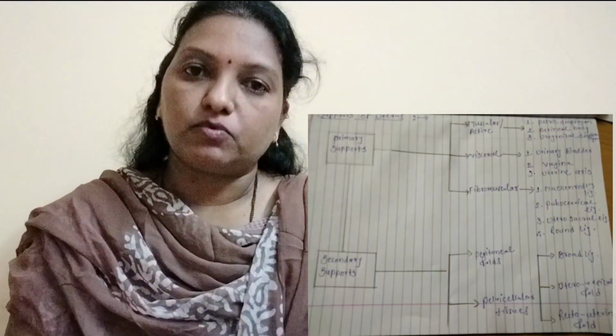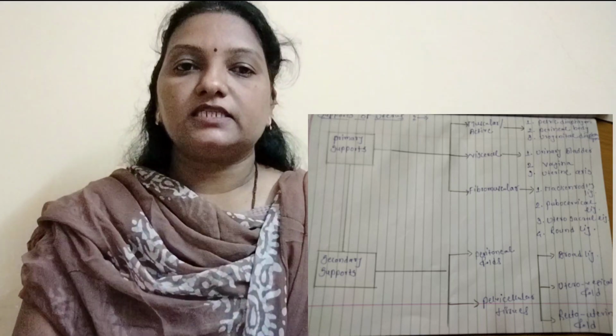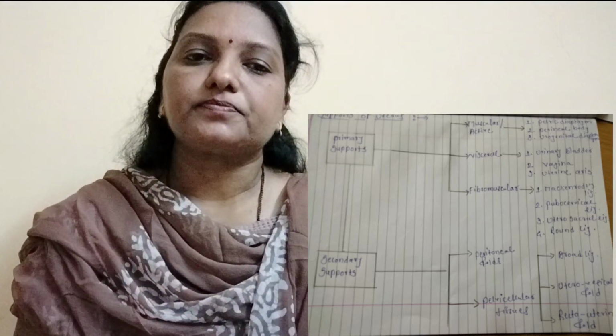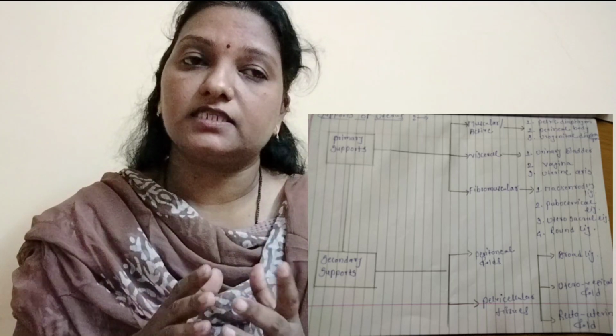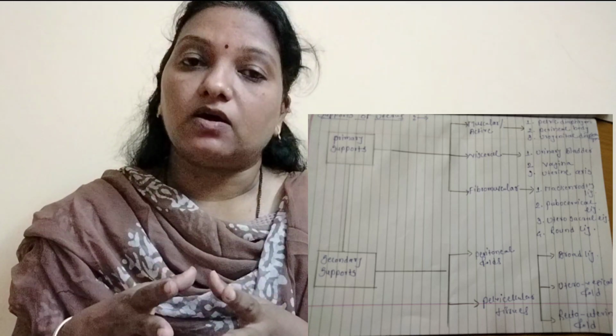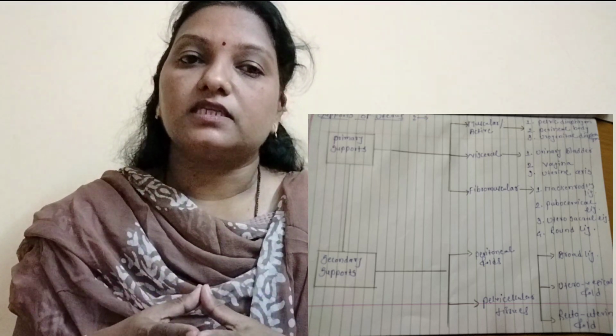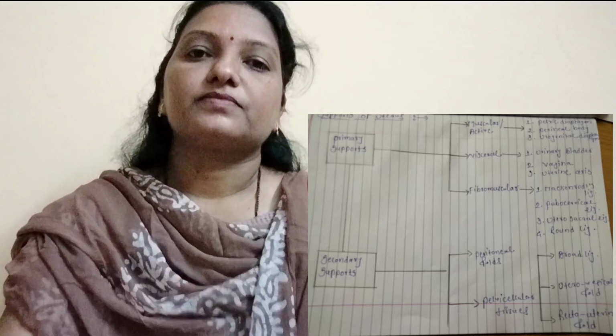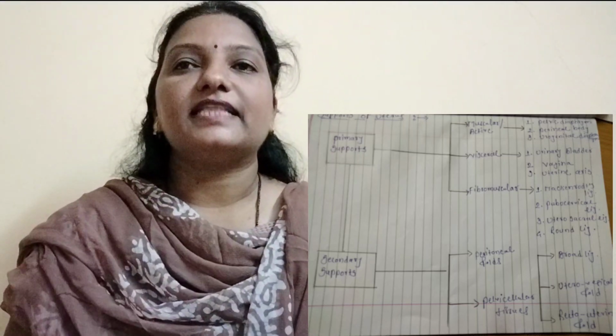So the first, primary supports, we'll discuss. It is subdivided into three main parts. First is the muscular support, or the active support. Second one is the visceral support, and third one is the fibromuscular support. So first we'll discuss the muscular or the active support. This is composed of the pelvic diaphragm, then the perineal body, or the urogenital diaphragm.